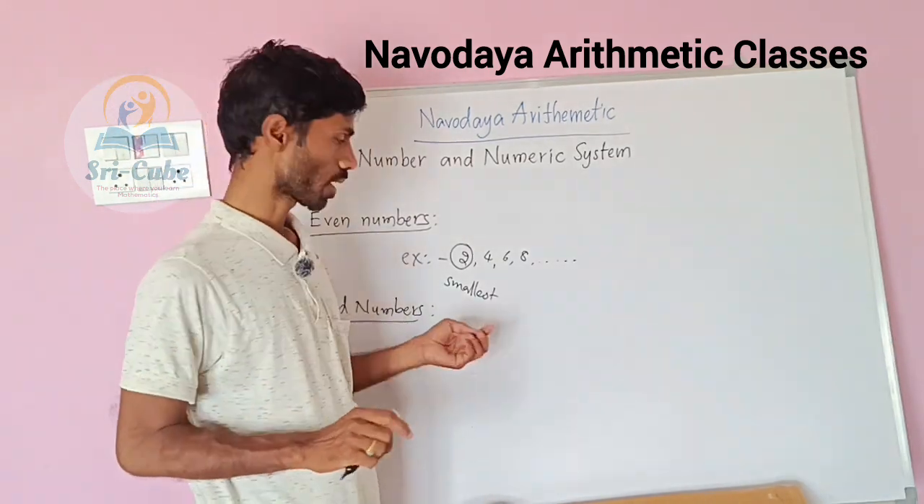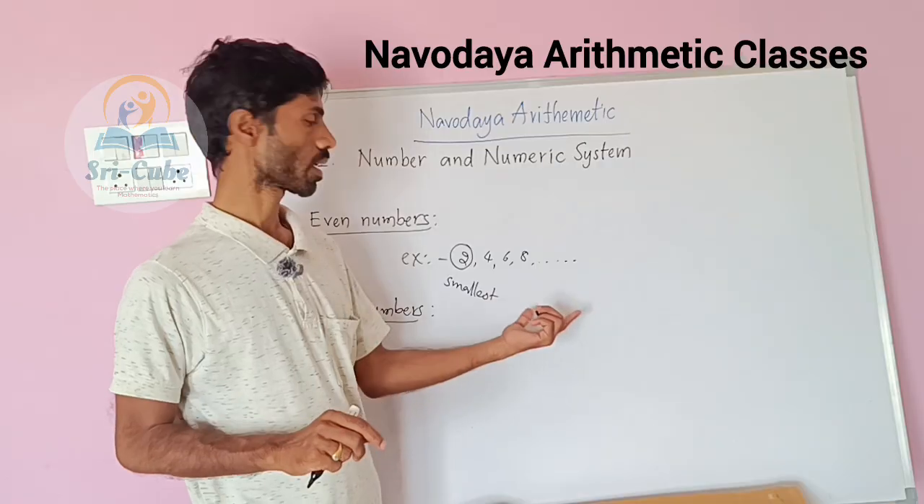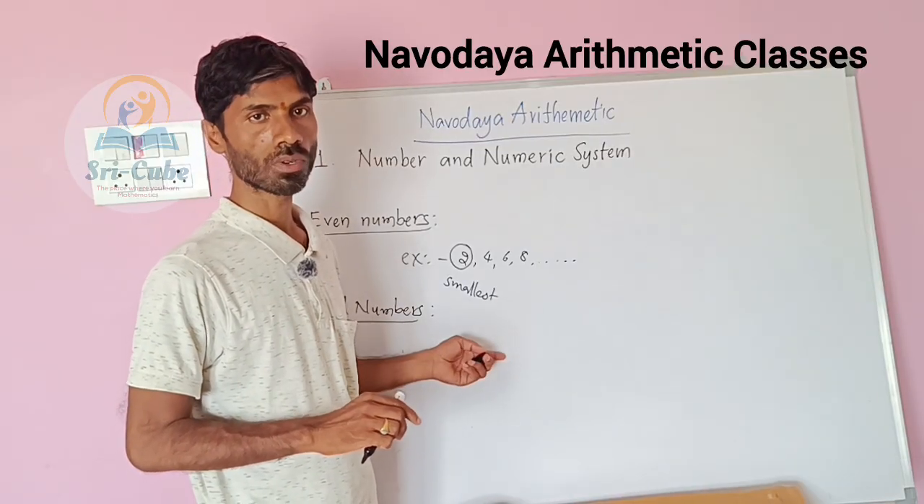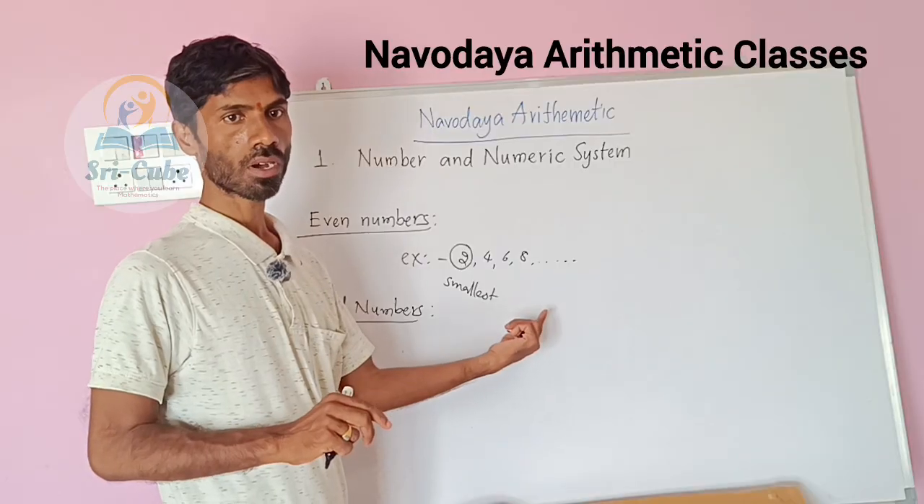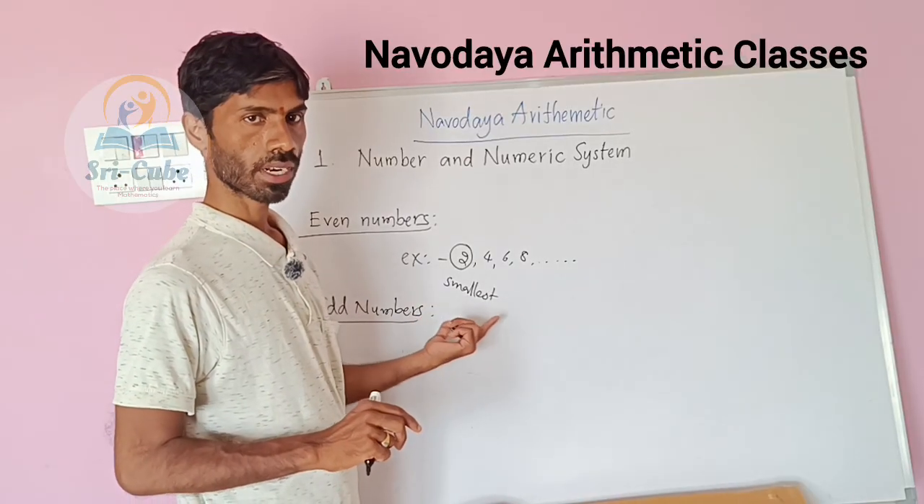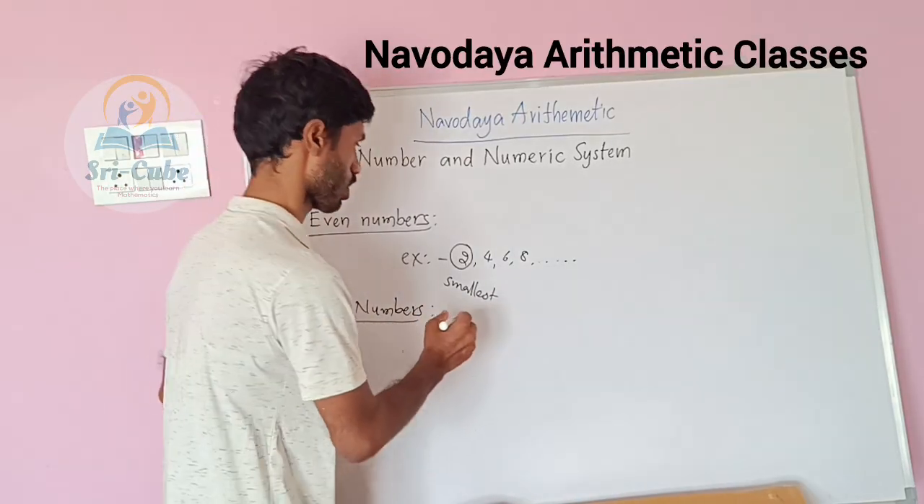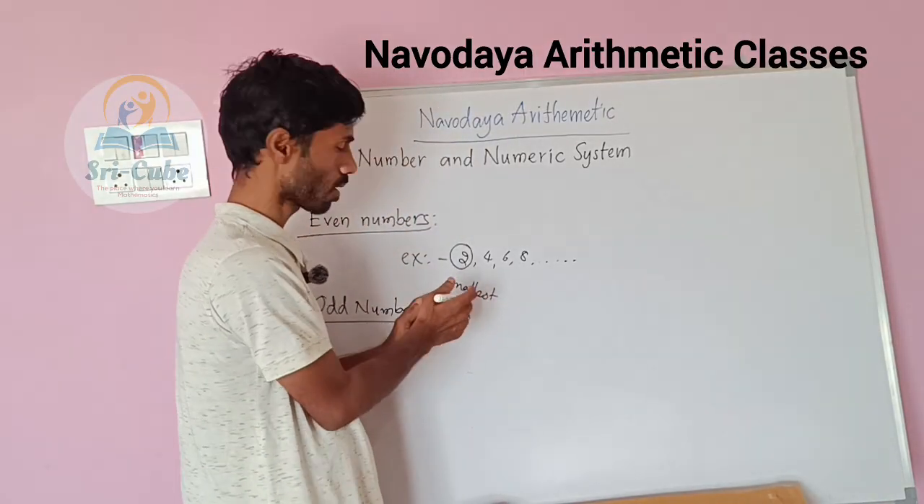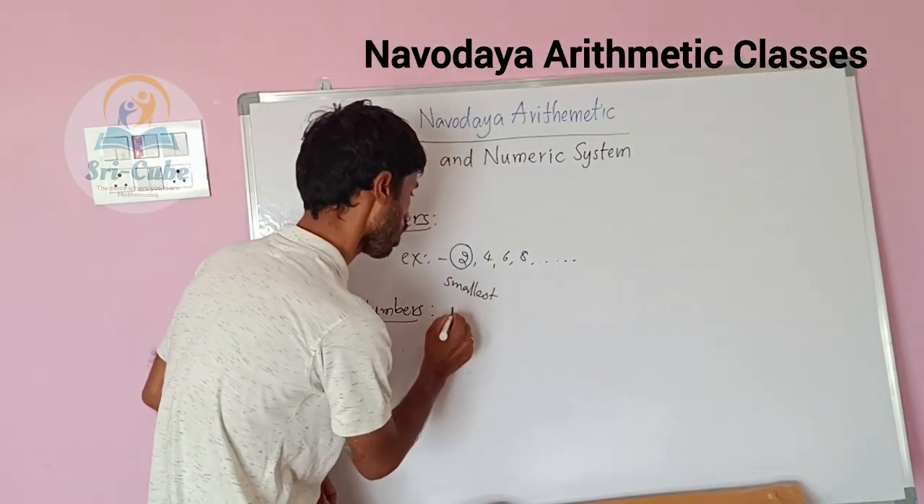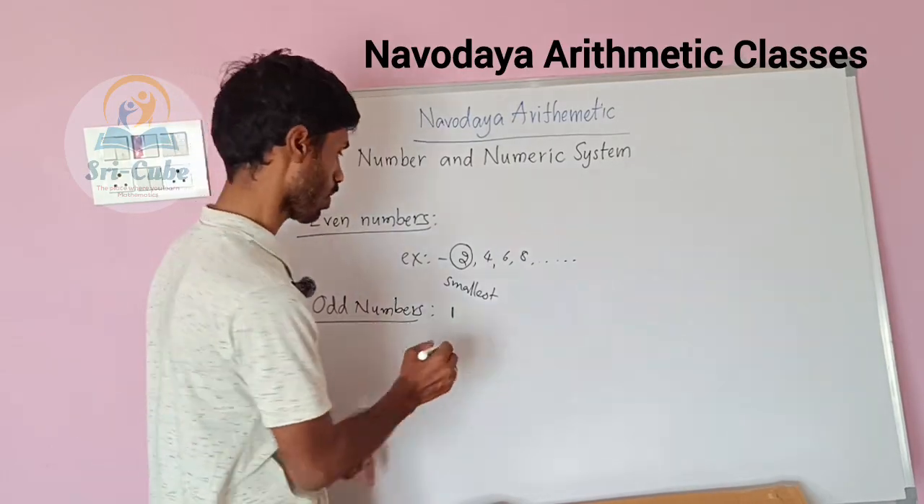The natural numbers which cannot be divisible by 2 are called odd numbers. Even numbers are those divisible by 2, and the rest we call odd numbers. For example, natural numbers start from 1. So 1 cannot be divisible by 2. So this is an odd number.